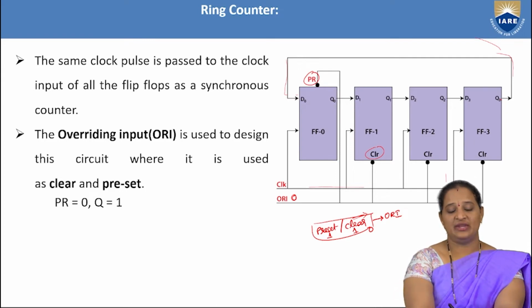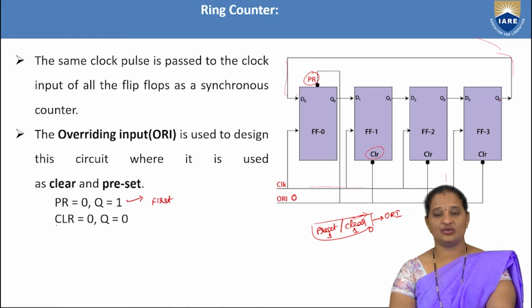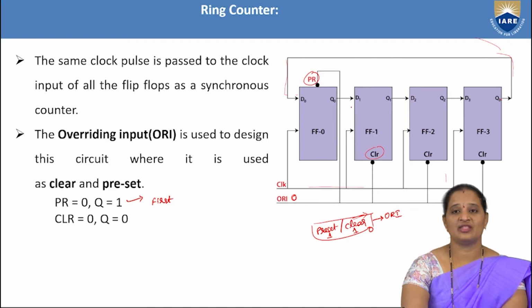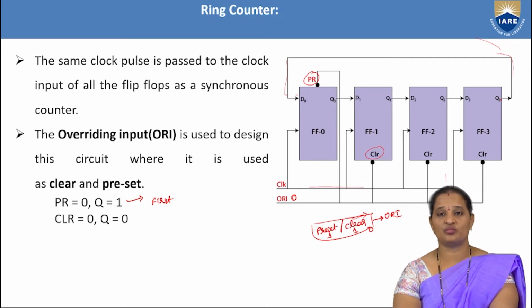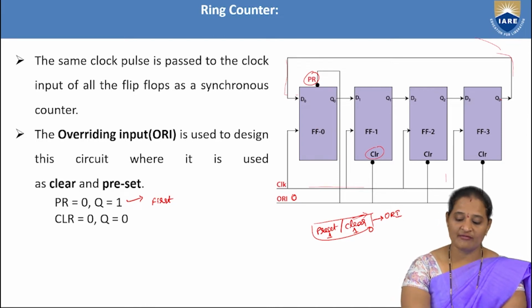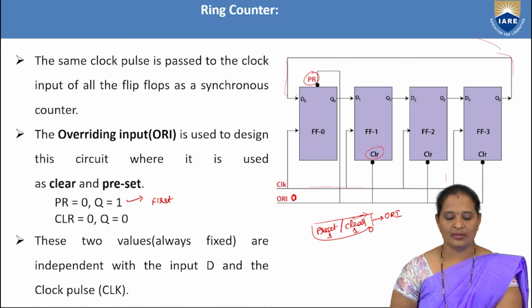So if preset is 0, Q is 1. This is for the first flip-flop. In the next case, if clear is 0, Q is equal to 0. That is the meaning of preset and clear. So if the ORI input is considered 0, then the preset input is applied to the first flip-flop and its output is 1. As these are active low, we have to ensure that ORI equal to 0 makes the flip-flop either clear or set to 1.